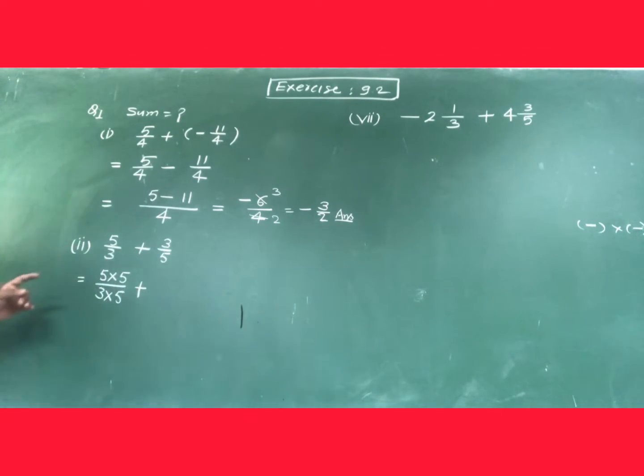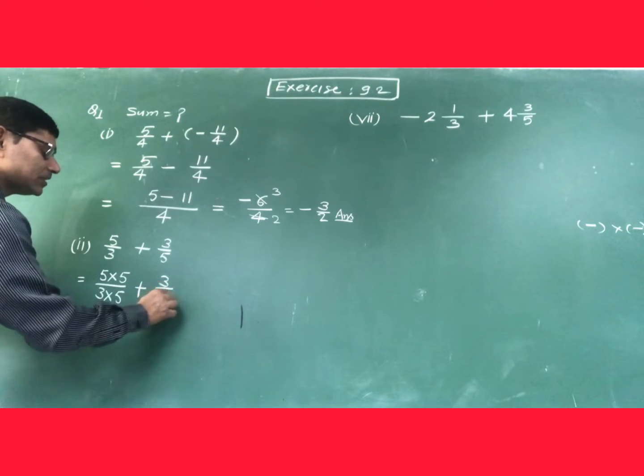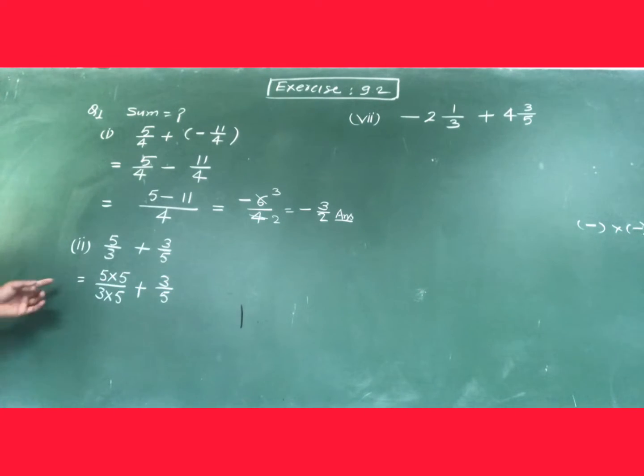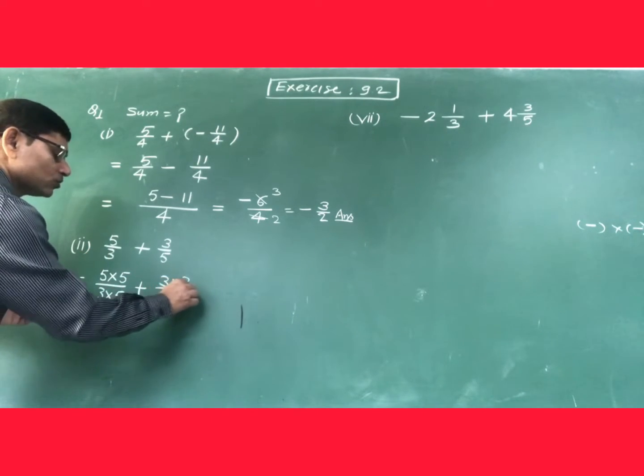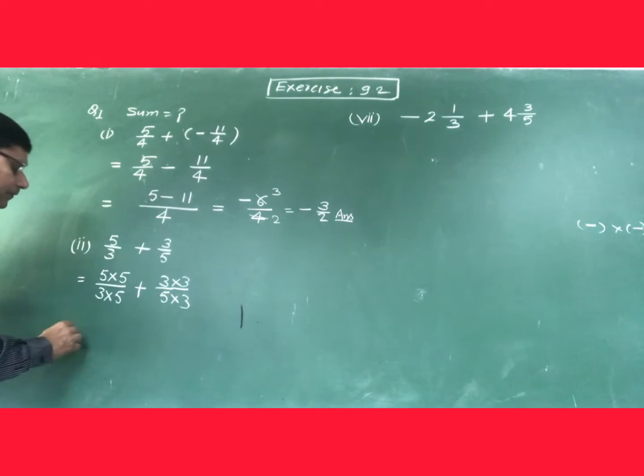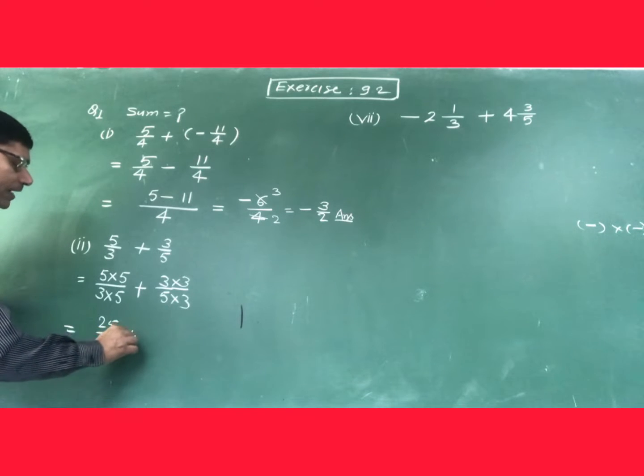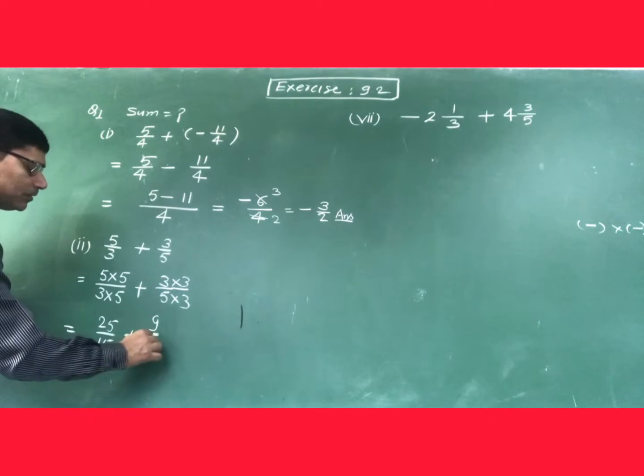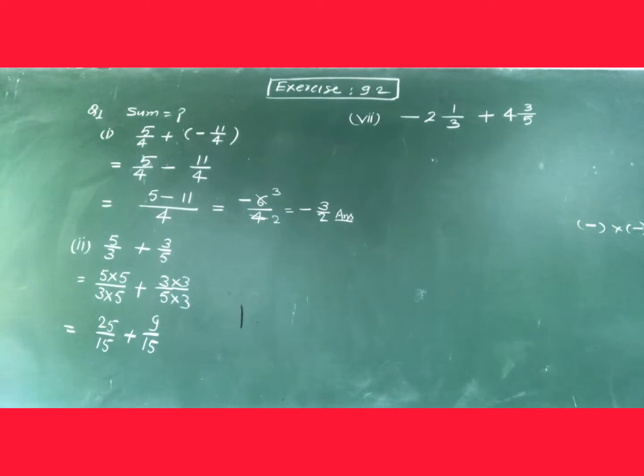Here is the plus sign, and now 3 by 5. This is the second rational number. Here you will multiply the first denominator, that is 3 into 3. So you will get 25 upon 15 and plus 9 upon 15. You can observe that here the denominators are same. So you can add these two rational numbers.